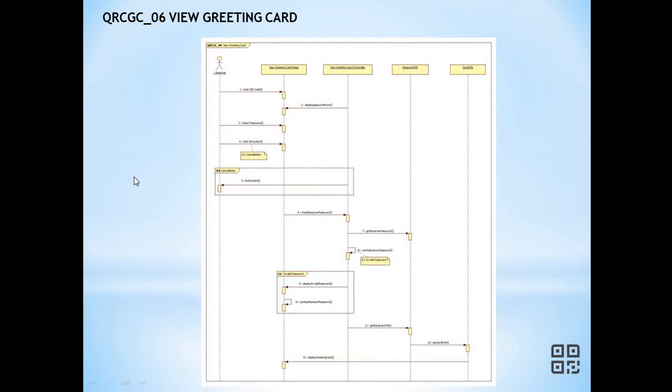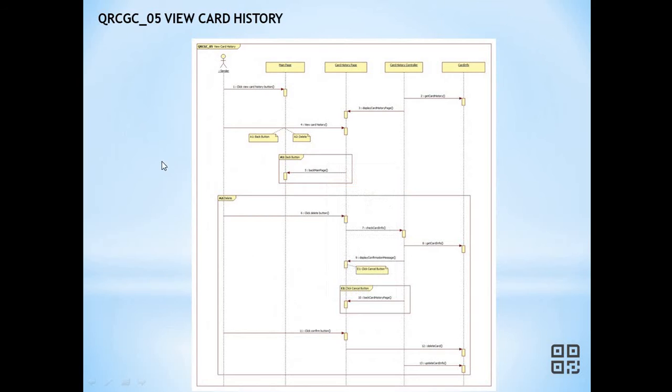So we go to the view card history, where the sender can view card history, which is they can delete or just see what greeting cards he or she has sent, to whom, on what date, the time, like that. So all the card history is already saved in the card info database.